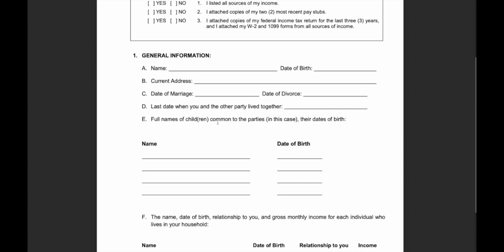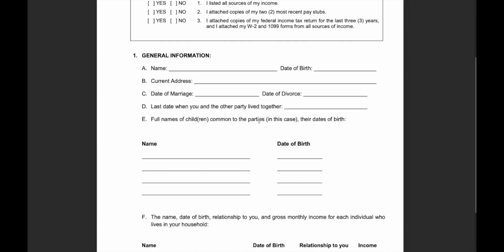General information is going to be you, your date of birth, your current address. If you are a client that has a protective address, you're going to simply state that in this line. Your date of marriage, oftentimes people's cases, they're not married, so you would just put NA, same as for divorce. Last date that you and your party lived together is a helpful date. So if you have an estimate, roughly the month and the year.